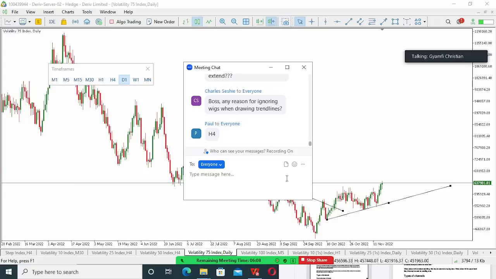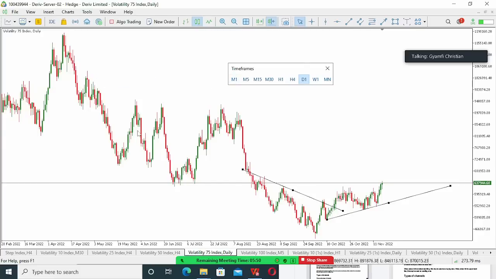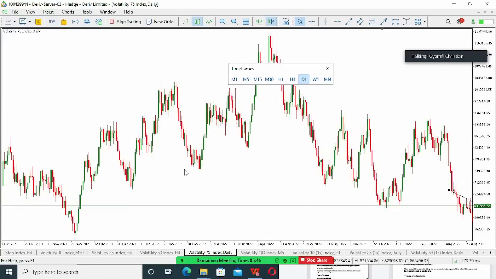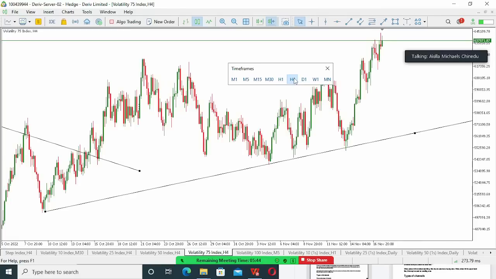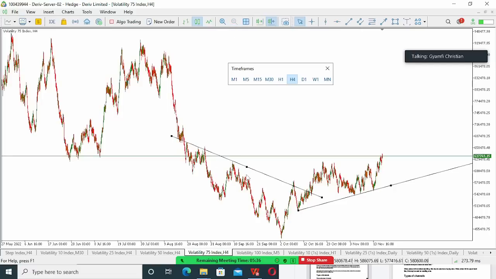Somebody is asking, any reason for ignoring the wicks when drawing the trend lines? Yes, there is a reason why you should ignore the wicks. You are drawing a trend line, so you can't ignore the trend line.